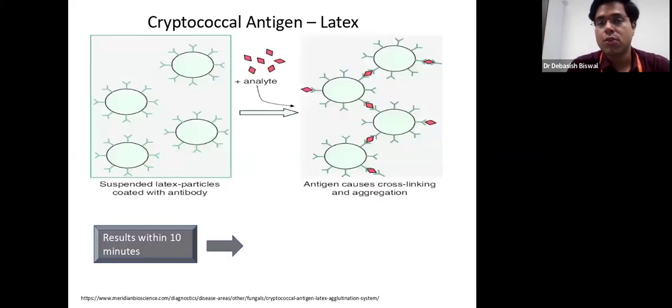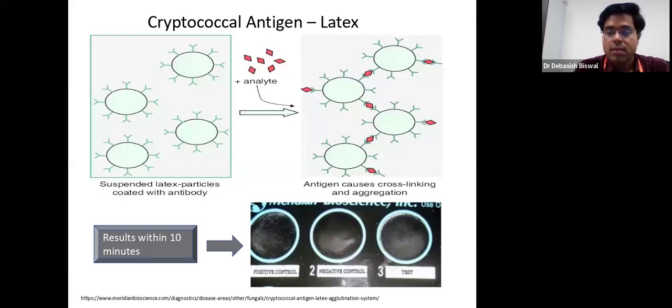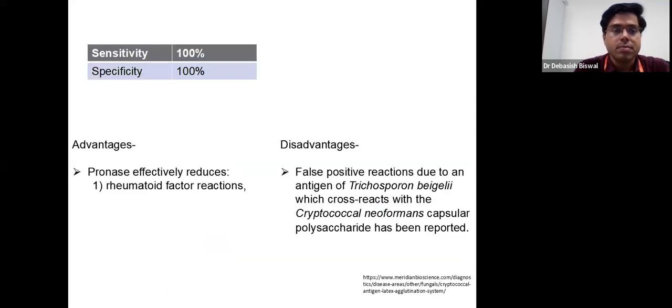Cryptococcus is one of the agents which causes meningitis. For that, we have a latex agglutination test. It gives a result within 10 minutes. You can see there is clumping of the antigen-antibody complexes. Specificity and sensitivity are both around 100%.